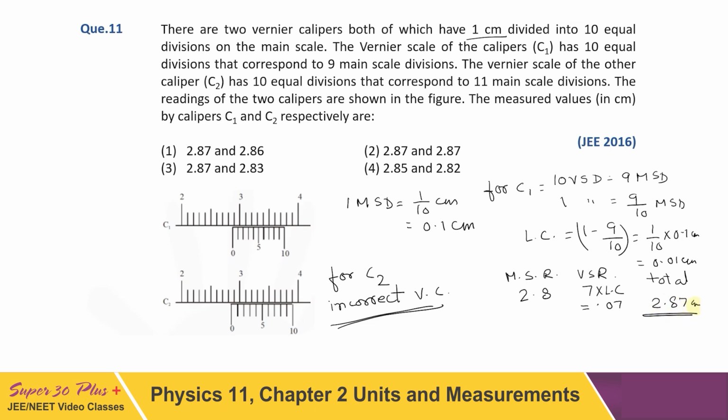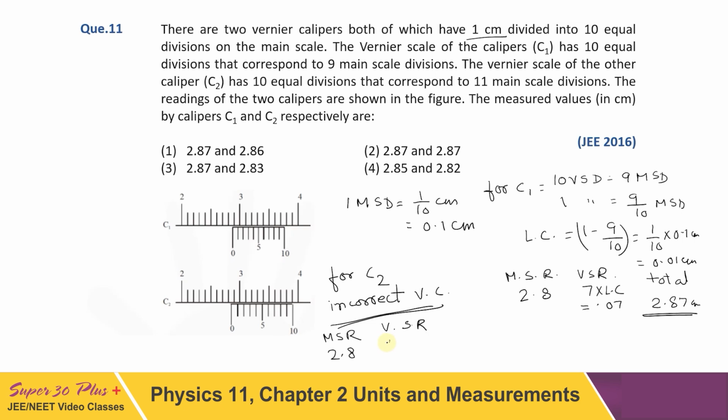Now come to scale C2. Here the least count is negative, so we cannot directly apply the formula. If you write the main scale reading, in this scale also the main scale reading, as you can see, is the same, equal to 2.8. But for the vernier scale reading, you have to make some correction because this is an incorrect vernier caliper.